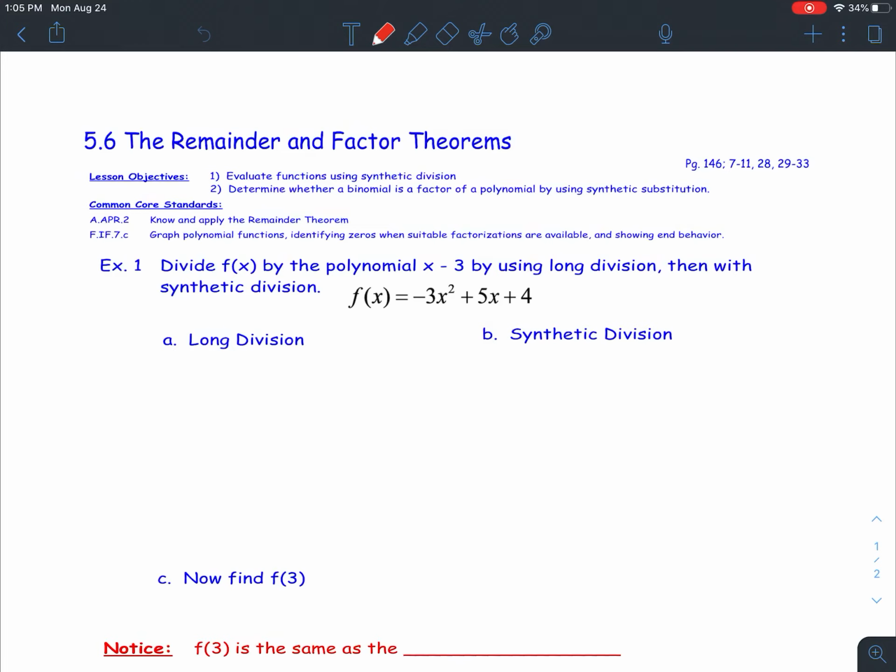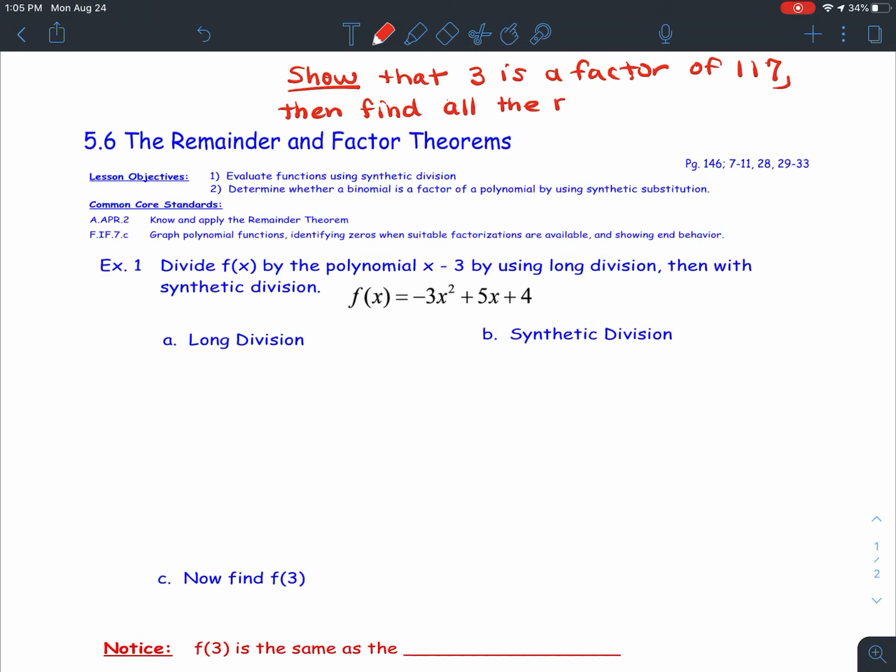So before we do a little bit of review with example 1, I want you to think about what remainders are. I just want to pose this problem up in the margin with you. If you were asked to show that, say, 3 is a factor of 117, and then you're asked to find all the remaining factors of 117, okay? So we're going to remove polynomials from the equation for right now and just look at straight numbers.